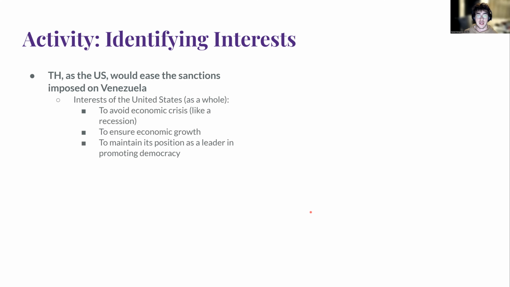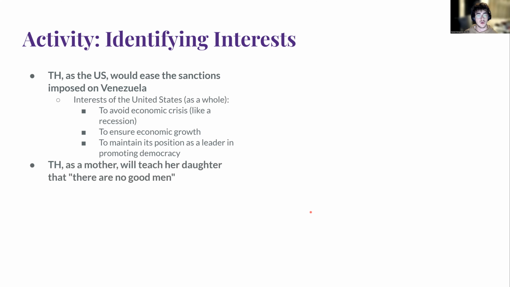Because presumably it is true that the United States cares about its position as a leader in promoting democracy, and opposition, by not easing the sanctions imposed on Venezuela, probably supports that goal more because Venezuela is not a democracy. But at the same time, the government, by easing sanctions imposed on Venezuela, maybe gets more access to oil, which then promotes economic growth. So these interests are contrary, and you have to describe which one is better or which one is more likely to be important to the United States.